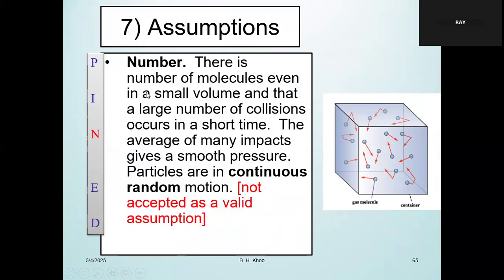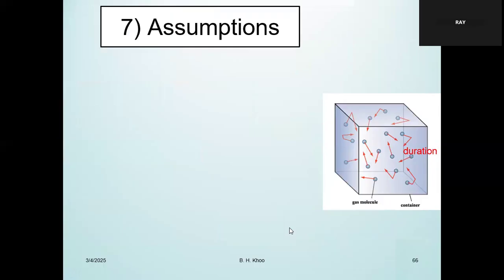N for number: there is a large number of molecules even in a small volume, and then a large number of collisions occur in a short time. The average of many impacts gives a smooth pressure. Particles are in continuous motion. This one is not accepted by Cambridge, but it has to be there, because we are using statistics in our derivation. If it's a still particle, it doesn't work. It has to be a lot of particles. But anyway, don't write this one. Write the other three assumptions. Memorize.